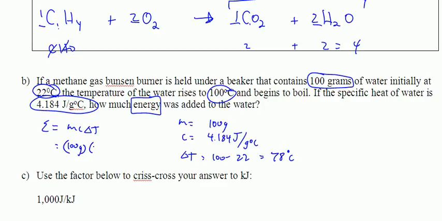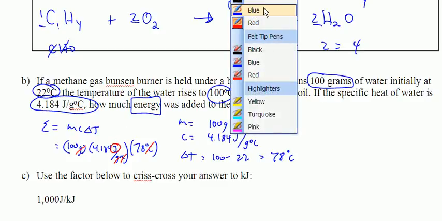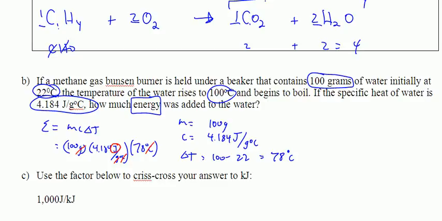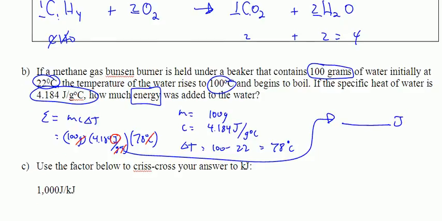100 grams, 4.184 joules per gram degrees Celsius, 78 degrees Celsius. I'm going to switch pens so we can see the units again. Grams cancel, degrees Celsius cancel, and we'll end up with joules once again. So you're going to multiply 100 by 4 by 78. It's going to be a fairly large number in that case. I can't do that one in my head, but the answer is going to be something joules. Again, you're going to multiply 100 by 4.184 times 78.